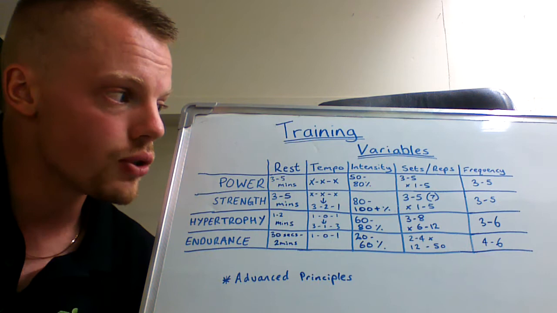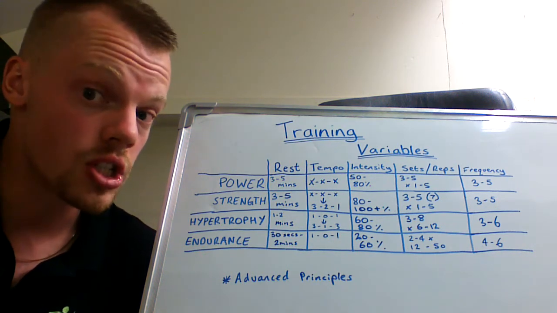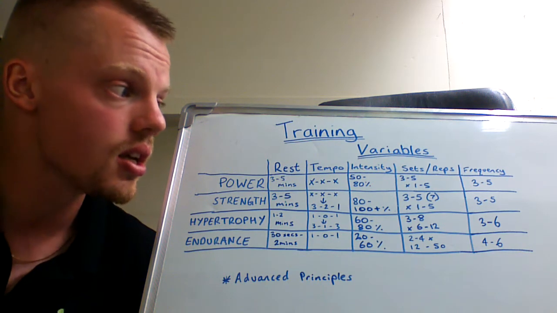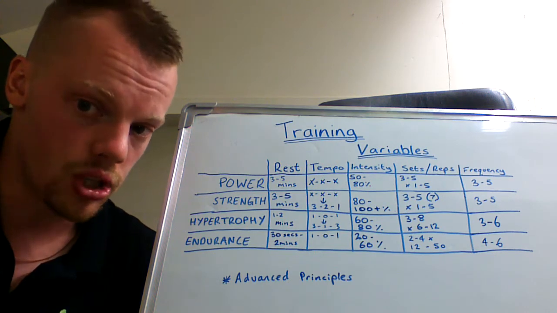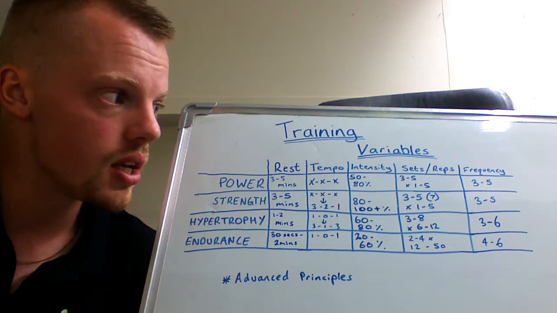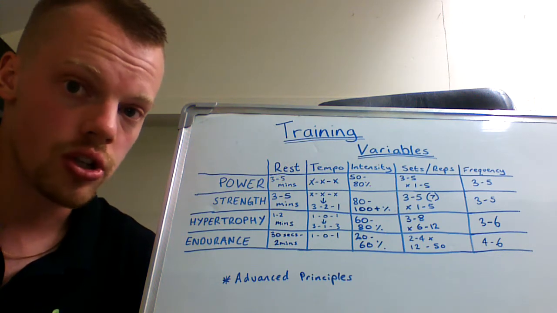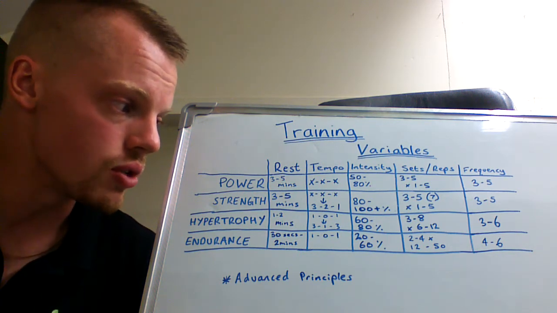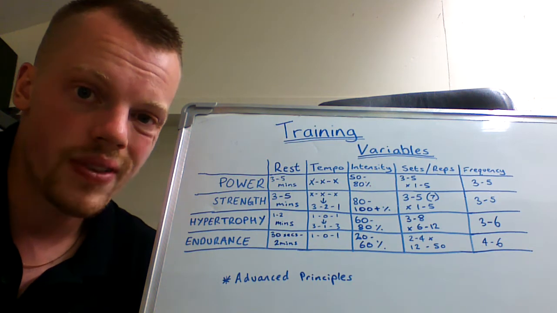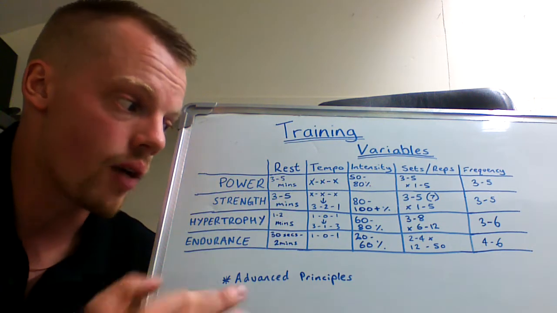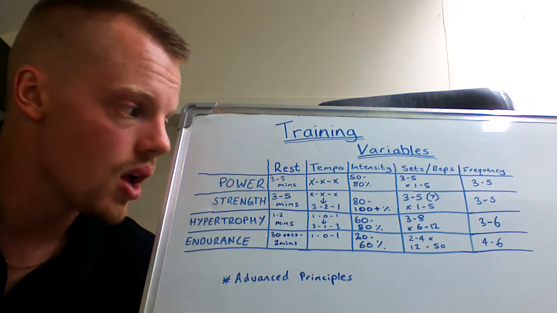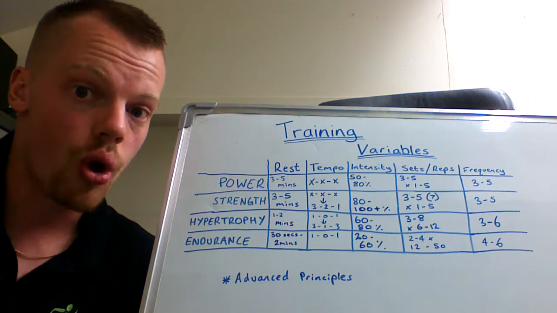So sets and reps 3 to 5, but we can go up to 7 or even 8 sets at 1 to 5 repetitions. Frequency 3 to 5 times a week. Hypertrophy or muscular size is 1 to 2 minutes rest at a 1-0-1 tempo, but we can also go down to say 3-1-3 tempo. And this is to maximise time under tension.